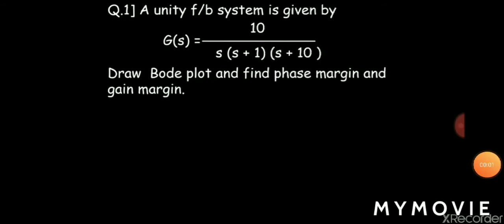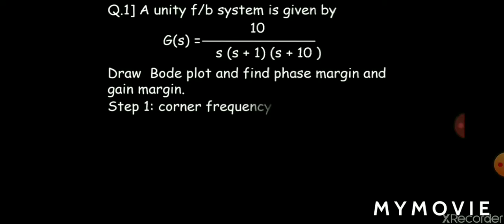Dear students, today we will solve another problem of Bode plot. The unity feedback system is given, that is 10 divided by s of s plus 1 into s plus 10. So, first step is the time constant form, or else it is also called the corner frequency form.